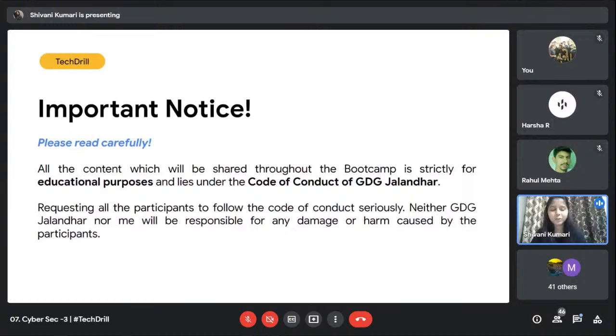All the content which will be shared or delivered throughout the boot camp is strictly for educational purpose and lies under the code of conduct of GT Jalandhar. So I request all the participants to follow the code of conduct. And neither GT Jalandhar nor me will be responsible for any damage or harm caused by any participants.